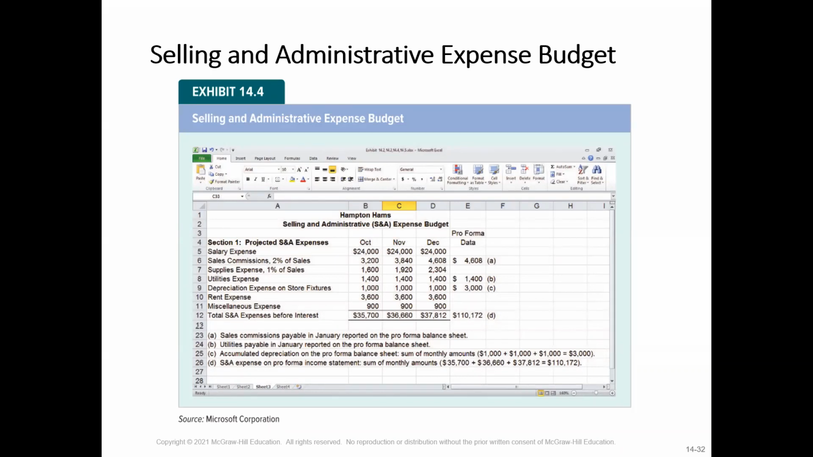And we were told the details on the depreciation on page 515. And that is that we had $130,000 of store fixtures with a $10,000 salvage value, depreciated for 10 years. So we would have $12,000 of depreciation expense per year, $1,000 per month. So that is where the $1,000 comes from.